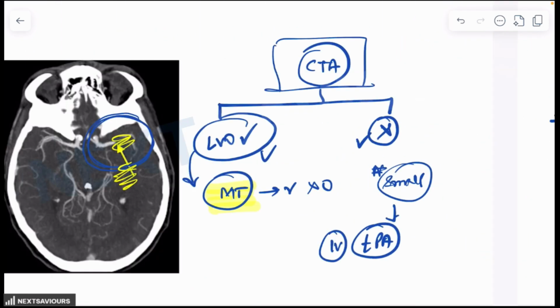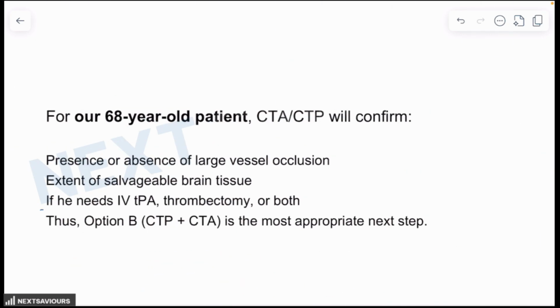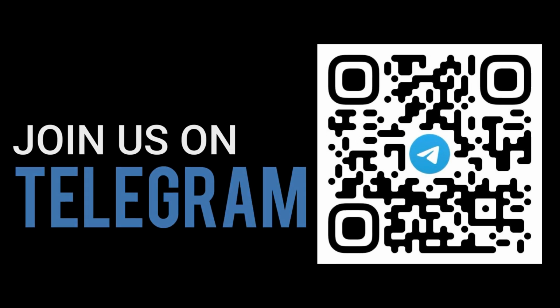I hope you have understood the session. You have understood the investigations which are required along with the critical indications. All the best for your future examinations.